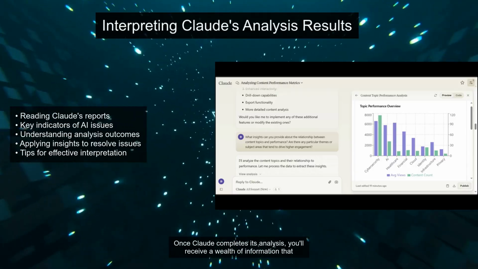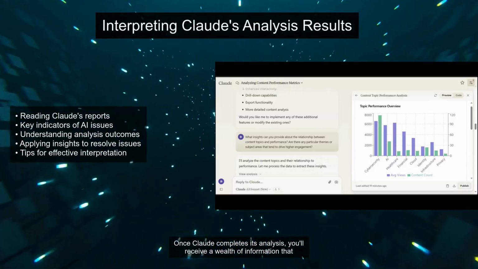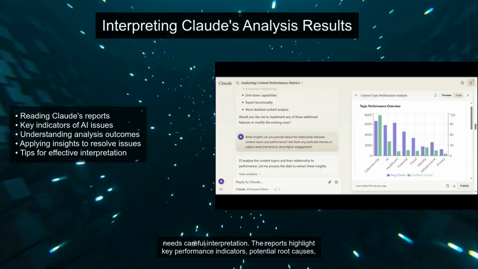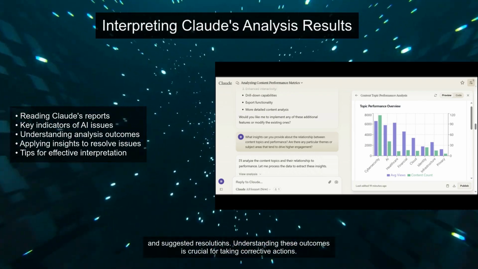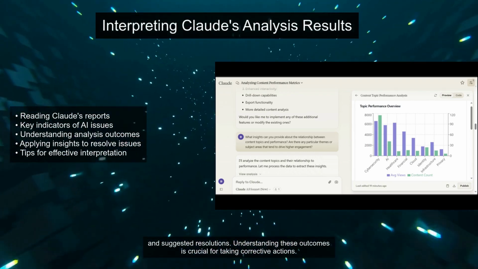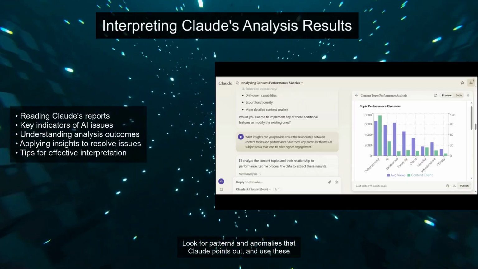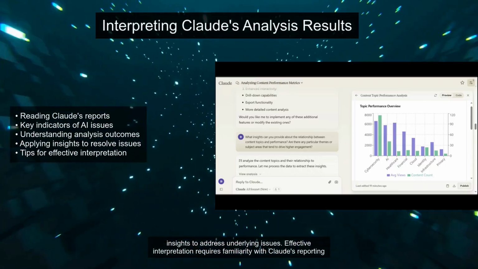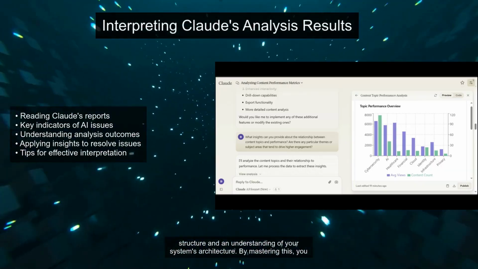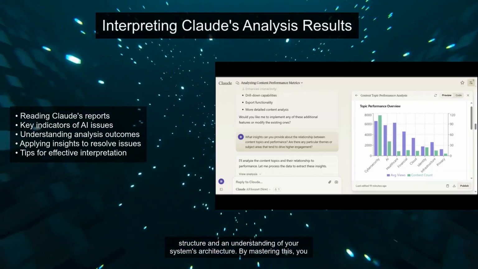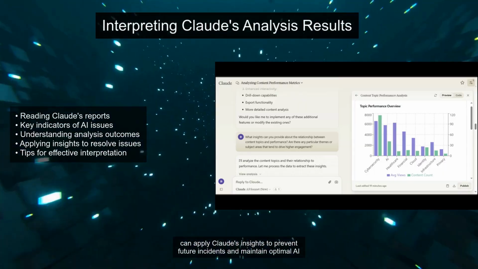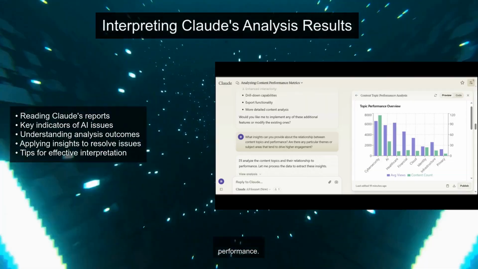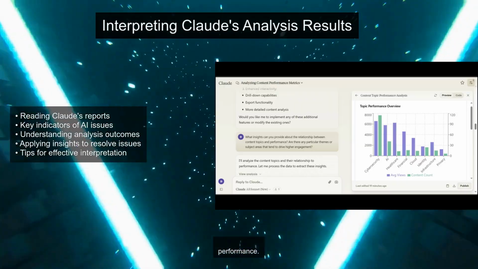incidents swiftly. Once Claude completes its analysis, you'll receive a wealth of information that needs careful interpretation. The reports highlight key performance indicators, potential root causes, and suggested resolutions. Understanding these outcomes is crucial for taking corrective actions. Look for patterns and anomalies that Claude points out, and use these insights to address underlying issues. Effective interpretation requires familiarity with Claude's reporting structure and an understanding of your system's architecture. By mastering this, you can apply Claude's insights to prevent future incidents and maintain optimal AI performance.